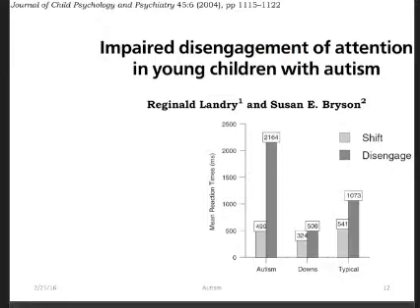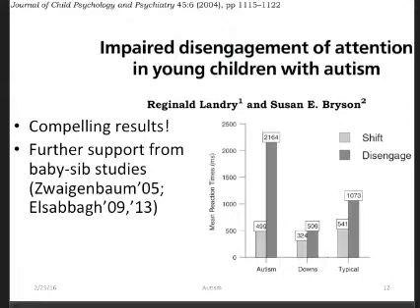It was further supported by subsequent baby sib studies. So these were studies that track baby siblings of children with autism, and found that they also showed slow disengagement of attention. In fact, those who showed more evidence of sticky attention were more likely to go on to develop autism themselves. However, there are a few issues that we should consider with regard to this particular study.